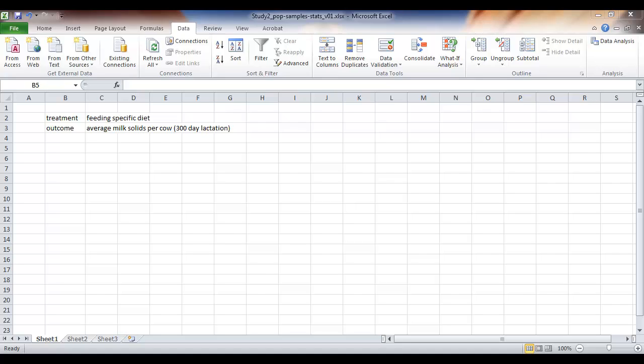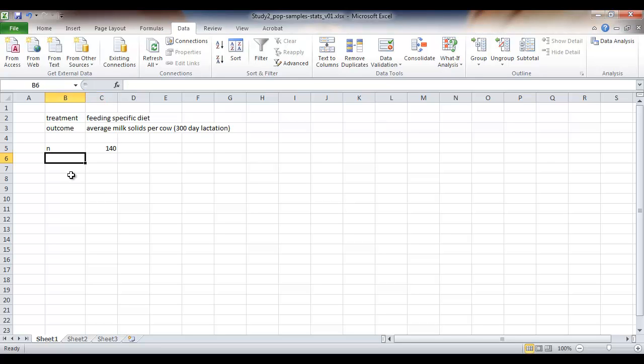This video will show you how to calculate the confidence interval of a population average for both a large and a small population. So let's start by looking at a large population. In this case, we're looking at dairy cows, where the treatment is feeding a specific diet and the outcome of interest is the average milk solids per cow measured on average over a 300-day lactation. So let's say that we have 140 animals in our population.